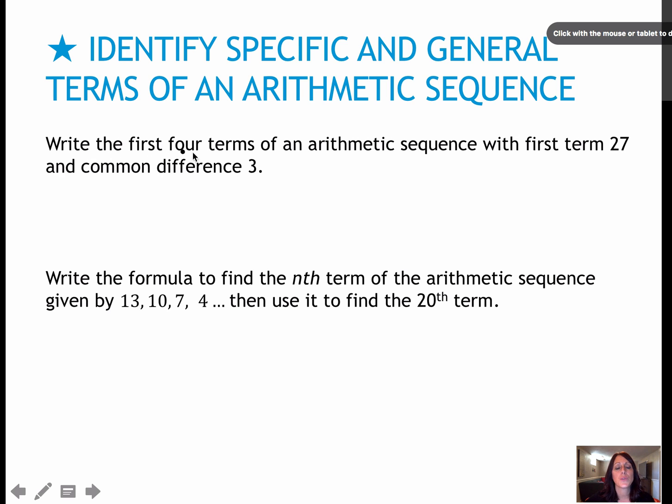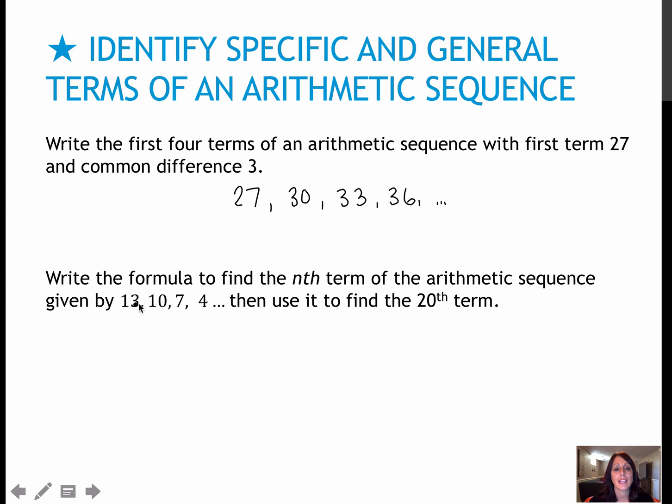So here are the first four terms of an arithmetic sequence with the first term 27 and a common difference of 3. So this one I don't need that function. It's just 27. I'm adding 3 to get 30, adding 3 to get 33, adding 3 to get 36, and then it continues on. This one we're going to first write the formula to find the nth term of the arithmetic sequence given by these values, and then use it to find the 20th term.